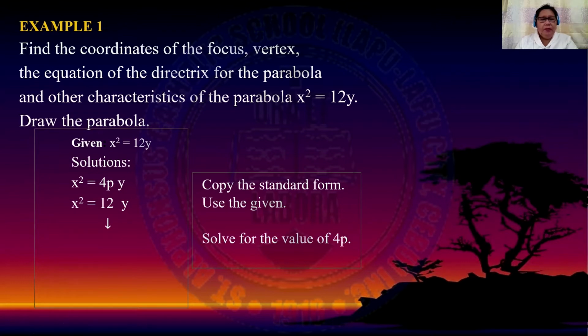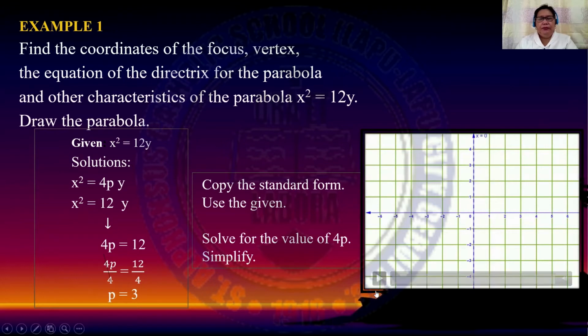And then we have to solve for the value of 4p. This 12 is simply equivalent to 4p. So 4p is equal to 12. And simplify. So we have to divide each side of the equation by 4. And cancel 4. So p is equivalent to 3 units.